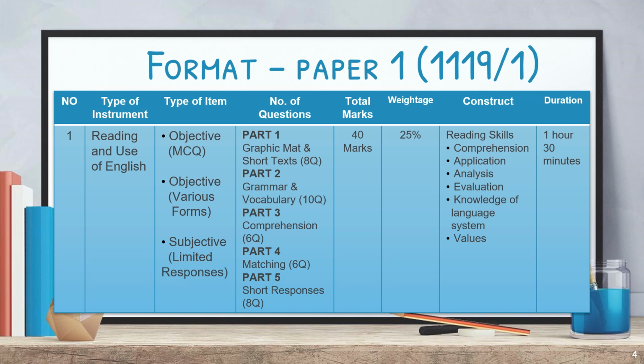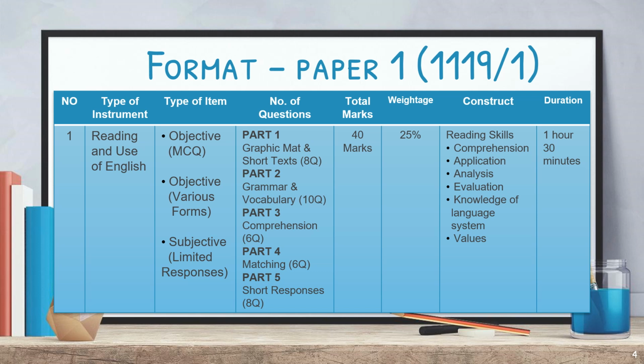Part 3 will be on comprehension. And there will be 6 multiple choice questions with 4 options each, A, B, C, and D. For Part 4, it will be subjective, where you will need to match phrases and sentences to the relevant parts in the stimulus. There are 6 questions. And Part 5 is short responses, another 8 questions.